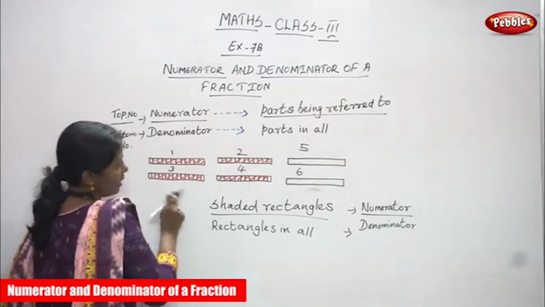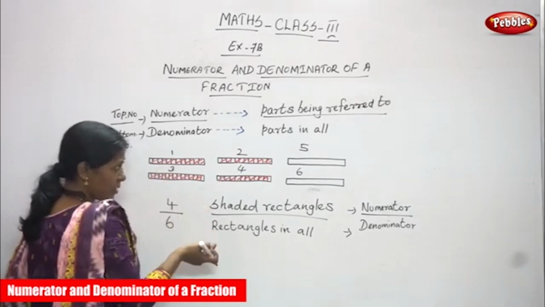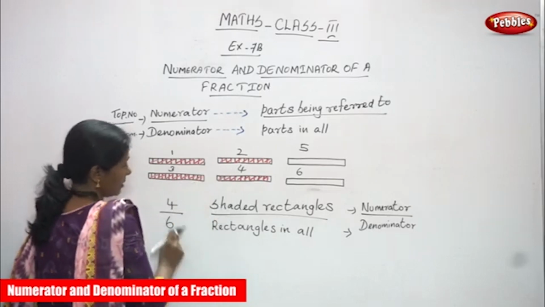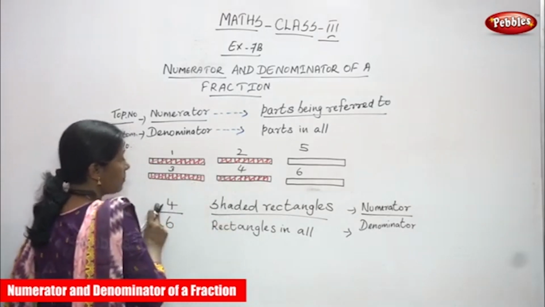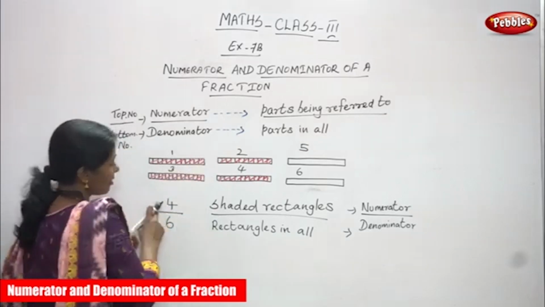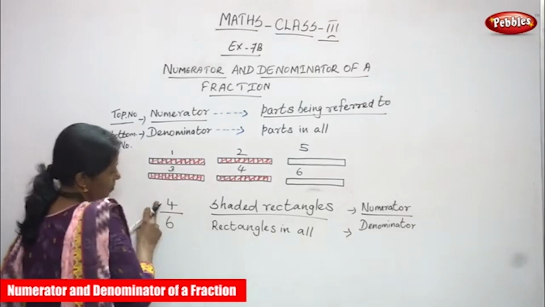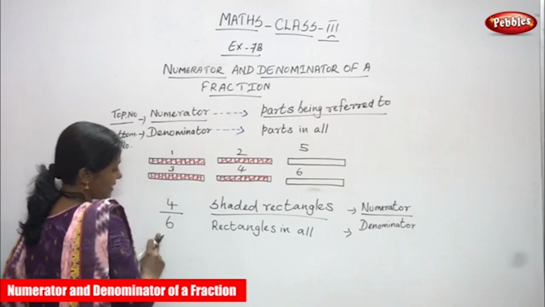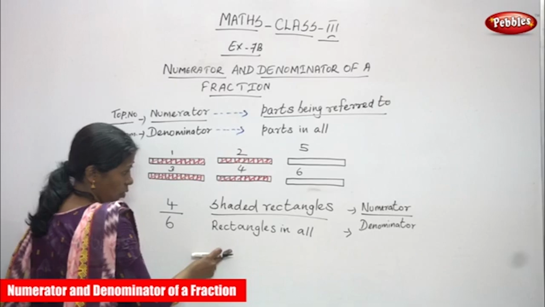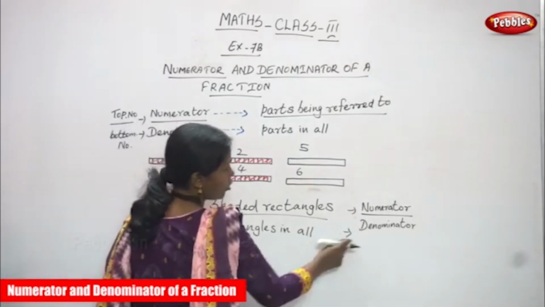How many rectangles have I shaded? I've shaded 4 rectangles: 1, 2, 3, 4. So the shaded rectangles are 4, and 4 is the numerator. It is the parts being referred to. We can call it the numerator, otherwise the parts being referred to. That is the top number. So 4 is the numerator and 6 is the denominator. The shaded rectangles are 4 and the total number of rectangles is 6. The numerator is 4 and the denominator is 6.